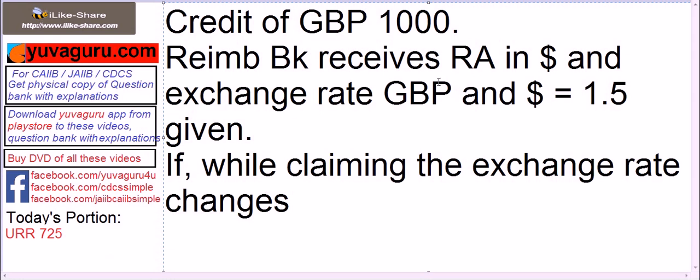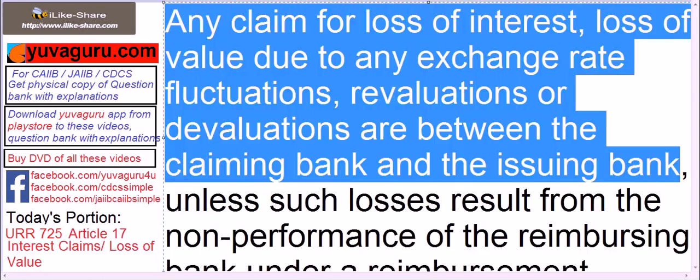What are the remedies in that? What will the issuing bank do in that case then? In that case, issuing bank will either send a new RA with a new exchange rate, number one, or if it is not possible to send a new RA and reimbursing bank already has settled the claim with the new exchange rate, then the issuing bank must reimburse this reimbursing bank with the rate at which it has settled the claim. That was the meaning of this first part of the sentence.